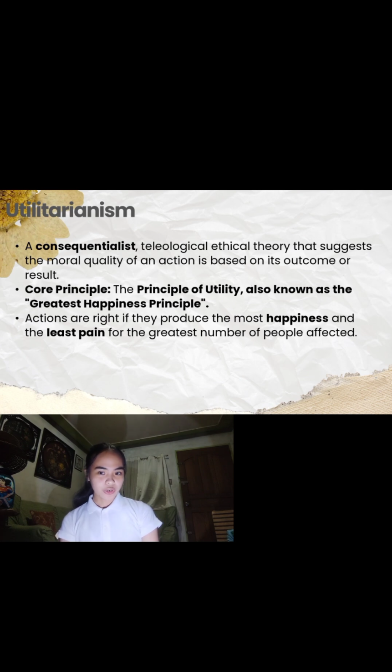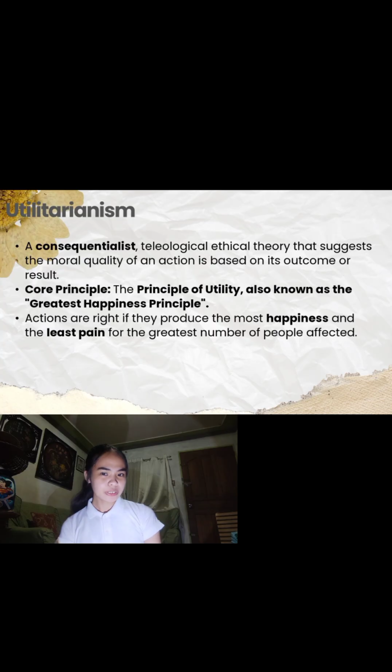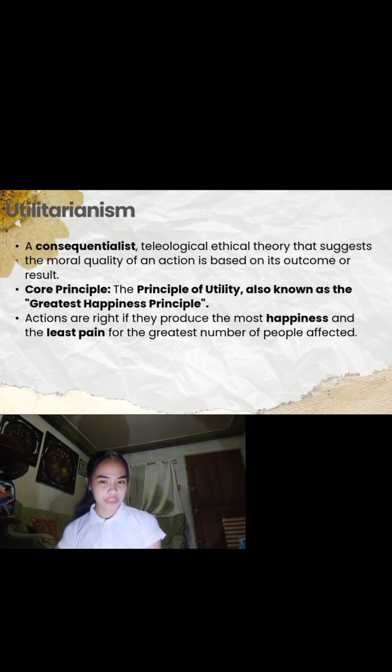Utilitarianism, a consequentialist teleological ethical theory that suggests the moral quality of an action is based on its outcome or result. The principle of utility, also known as the greatest happiness principle. The greatest happiness principle says your action is right if you make people happy, and otherwise, the greatest happiness principle says that your action is wrong when you make people less happy.